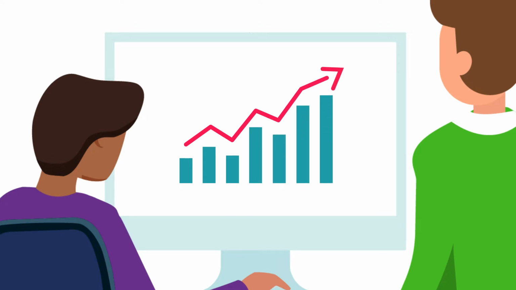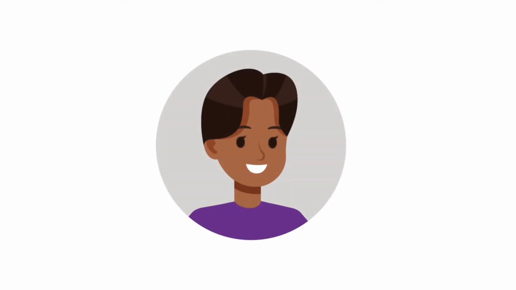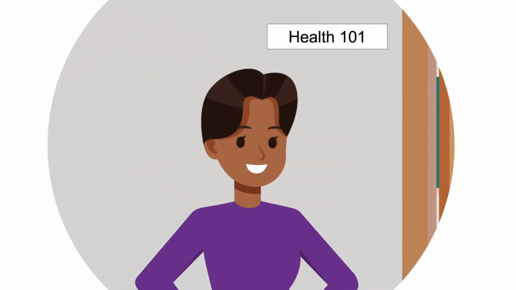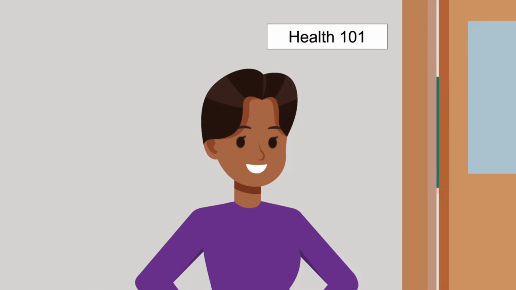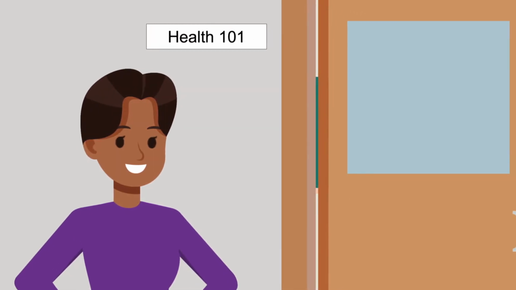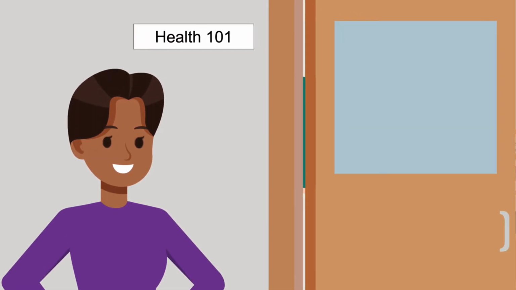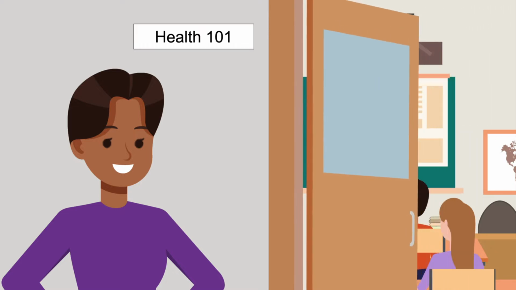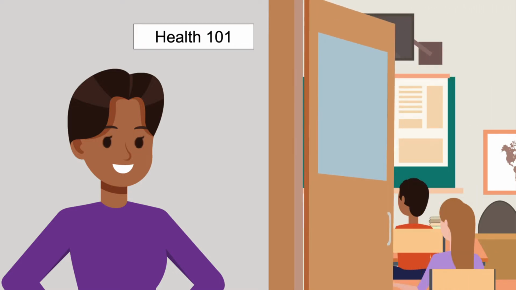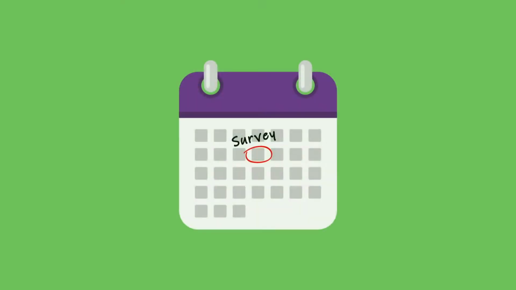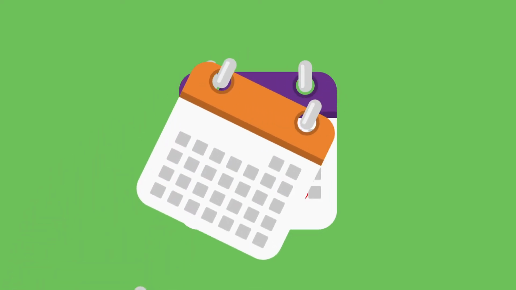collect data. Meet Sam. Sam is the data coordinator for a sexual risk avoidance education program delivered in local high schools. Sam wants to find out what youth have learned this semester and if they are satisfied with how the program went. Asking youth to complete a short survey at the beginning and end of the semester is a great way to get this information.